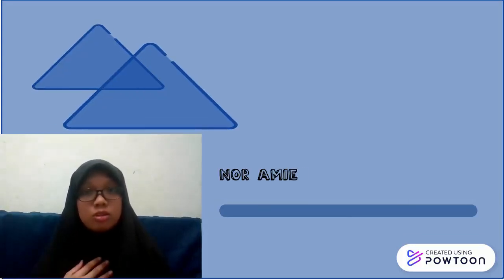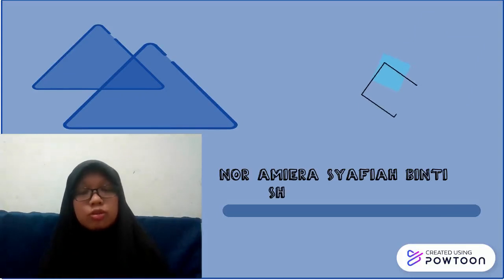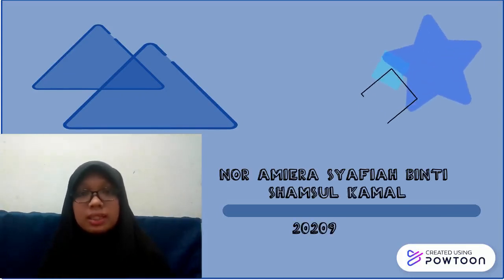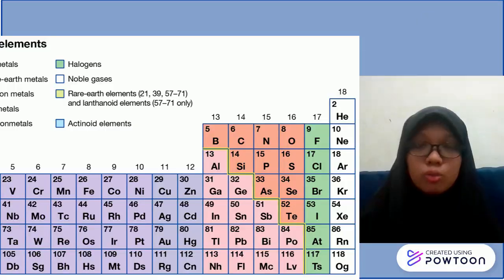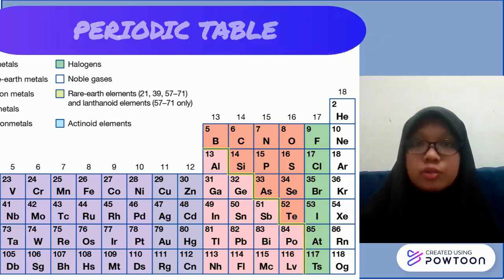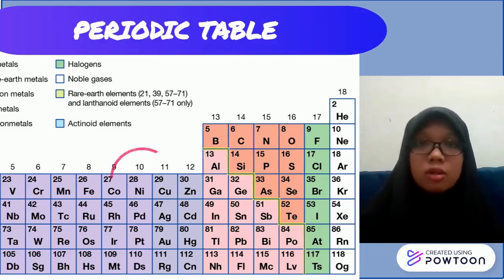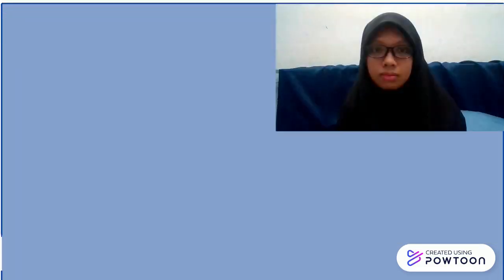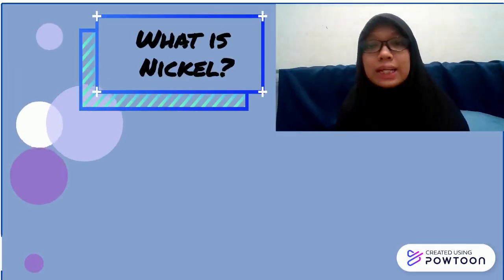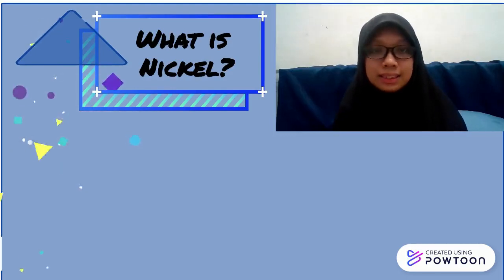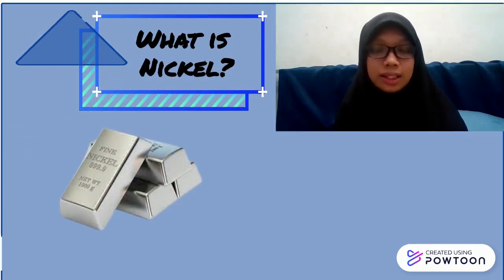My name is Nur Amira Shafia binti Shamsul Kamal, and today I would like to tell you about the element that I have chosen, which is located under group 10 at period 4, which is nickel. So, what is nickel? Nickel is a silvery white naturally occurring metal element.